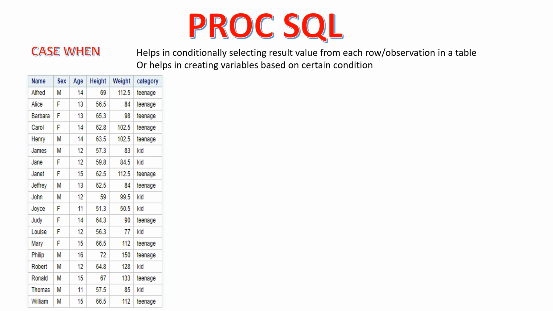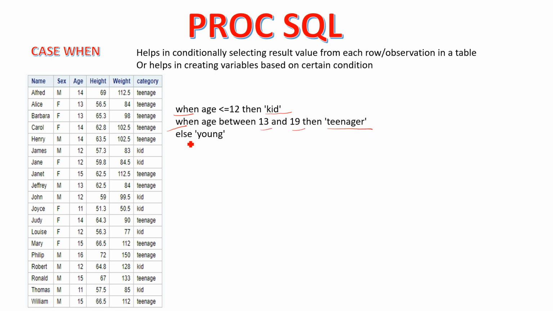Again, we have the same table, but this time it is available with category. Now we want to apply this kind of condition. If you notice, this time we have two lines for when. One is this, the other one is this. So we want to say when age is less than or equal to 12, then mark it as kid. When age is between 13 and 19, then make it teenager. Otherwise, mark it as young.